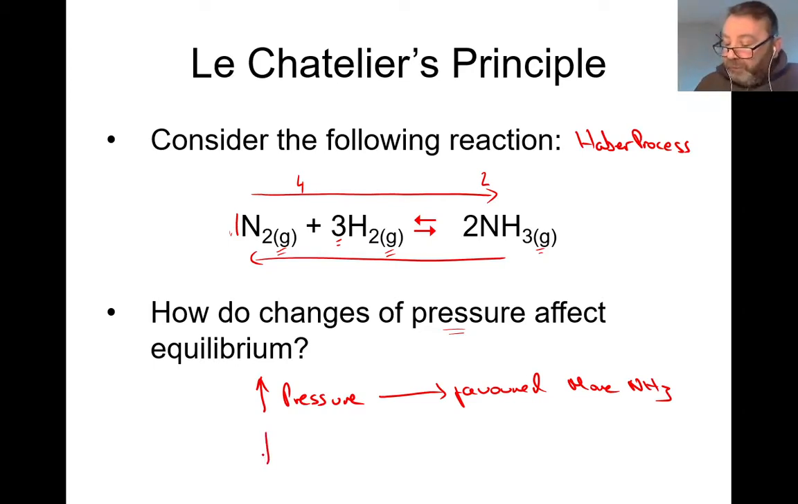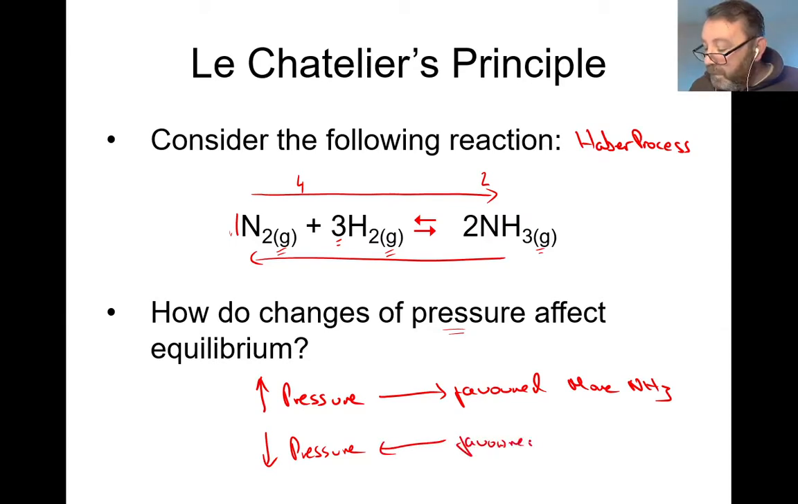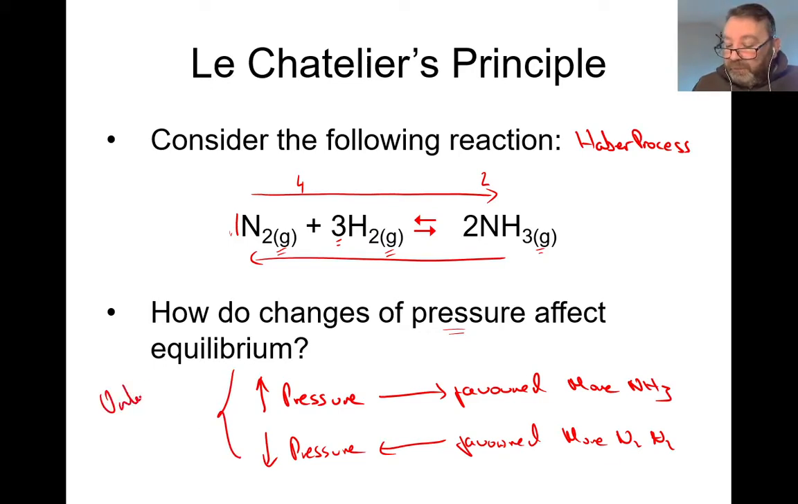What happens if we lower the pressure? Well, if I lower the pressure, what's the system going to try and do? The system is going to try and increase the pressure again, because it always fights back. So if I lower the pressure, the system will automatically move to the side where there is the bigger number of volumes, meaning in this case it will move back towards the left hand side. So that side will be favored. And that means I will have less ammonia and more N2 and H2, which we don't really want if we're making ammonia.